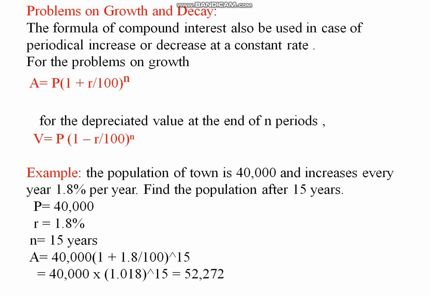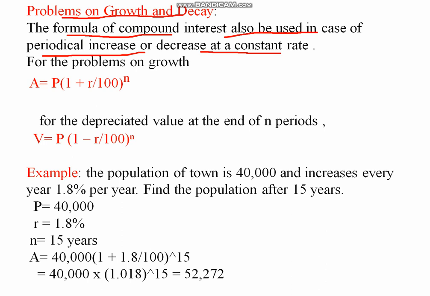Now using the concept of compound interest, we can solve problems on growth and decay also. That is, if we are given a problem on a population, and per year the population is increasing at a constant rate or decreasing at a constant rate, then we can find out the population after n years by using the concept of compound interest. The formula of compound interest can also be used in case of periodical increase or decrease at a constant rate.